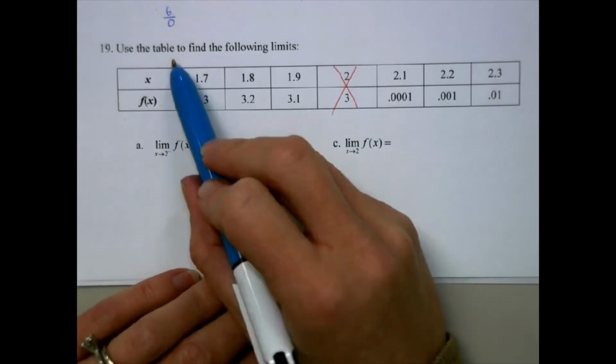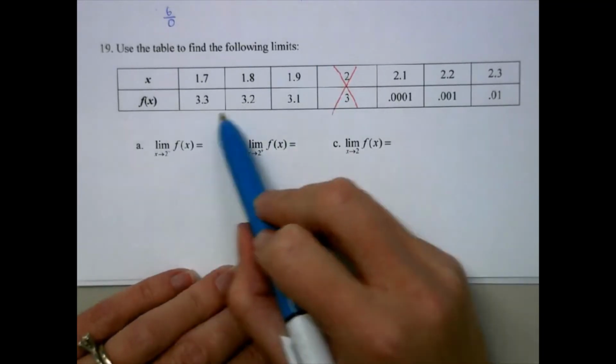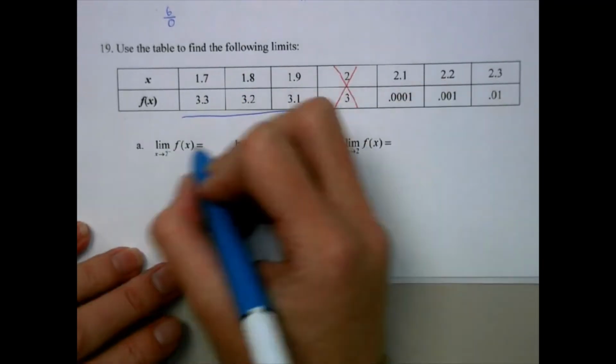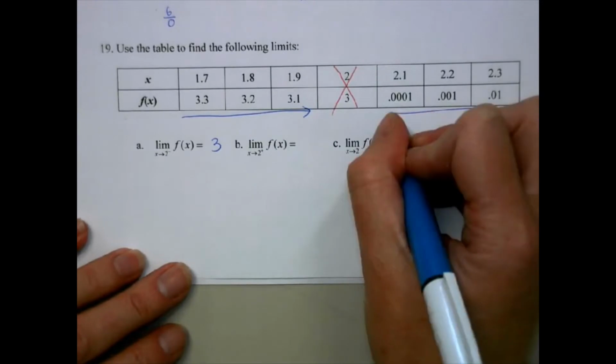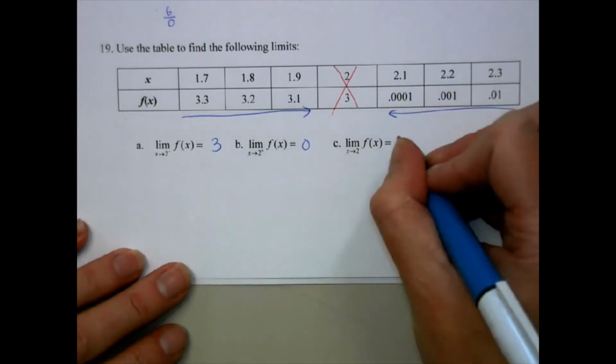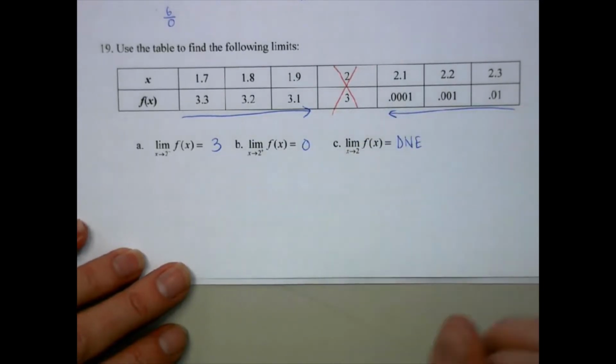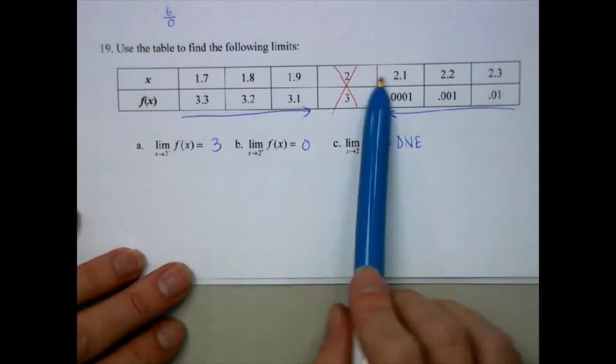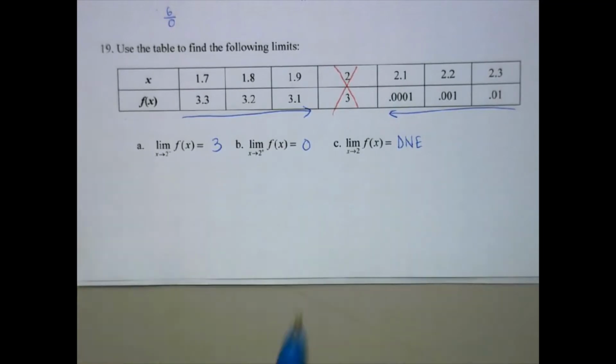From the lower side, these values are approaching 3. These values are getting smaller and smaller, going to 0. So this limit does not exist. A common mistake is to say that it's 2 because you're looking at the x values, not the y values.